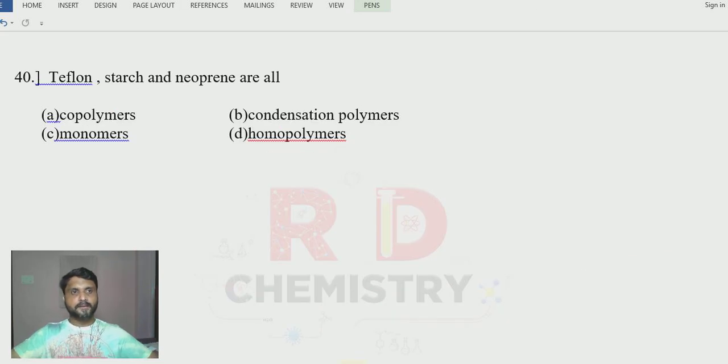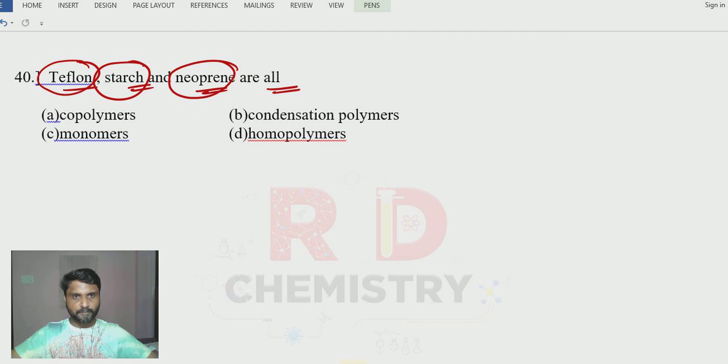Question number 40. Teflon, starch, neoprene. All these are... Okay. Teflon is a synthetic polymer. Starch is a carbohydrate, a polymer type. Neoprene is a synthetic polymer. And all these contain only one type of monomer. Therefore, the answer is option number D. These are homopolymers. Clear?